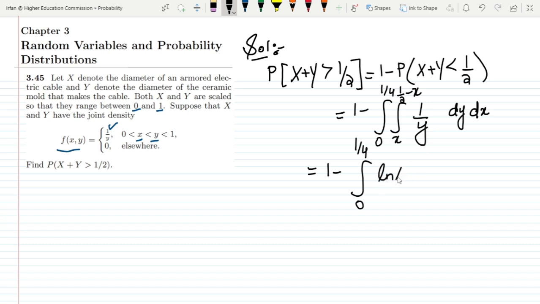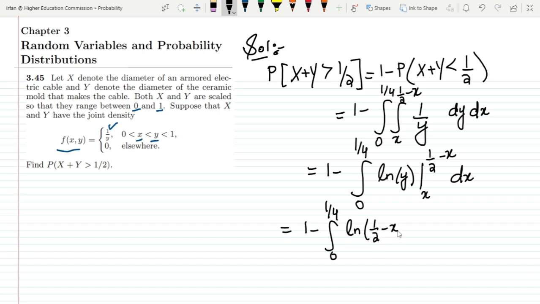Okay, this will be natural log of y, and the range of it will be x to 1/2 minus x. Okay, and that would be dx. Now putting values here, what will I get? 1 minus 0 to 1/4, and putting values here I will get natural log of 1/2 minus x, minus natural log of x, dx.